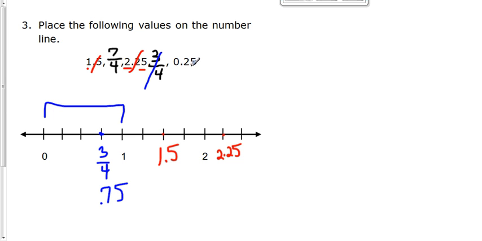Our last one is 0.25 or 1/4. 1/4 is also 1 out of 4 pieces. If this is broken into 4 pieces, it has to be the first one, 1 out of 4.